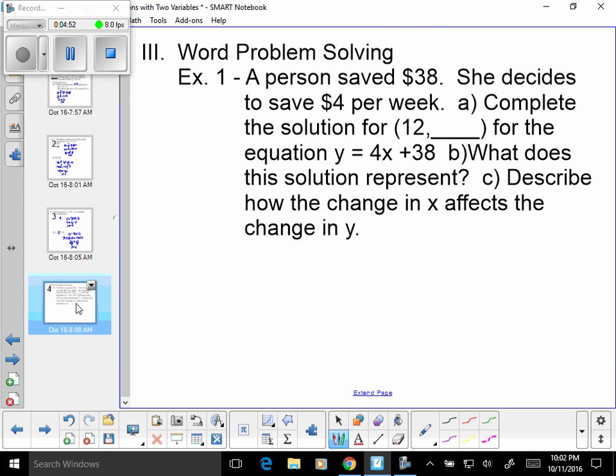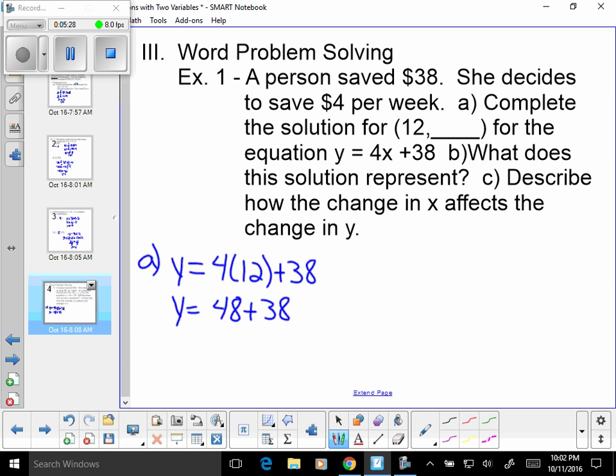They will also do this with story problems. A person saved $38. She decides to also save $4 per week. Complete the solution for 12 blank for the equation y equals 4x plus 38. Then we'll have a B to deal with, and we'll have a C to deal with. Let's work with A first. y equals 4 times 12 plus 38. y is going to equal 48 plus 38, so y will equal 86. And we can leave it there.